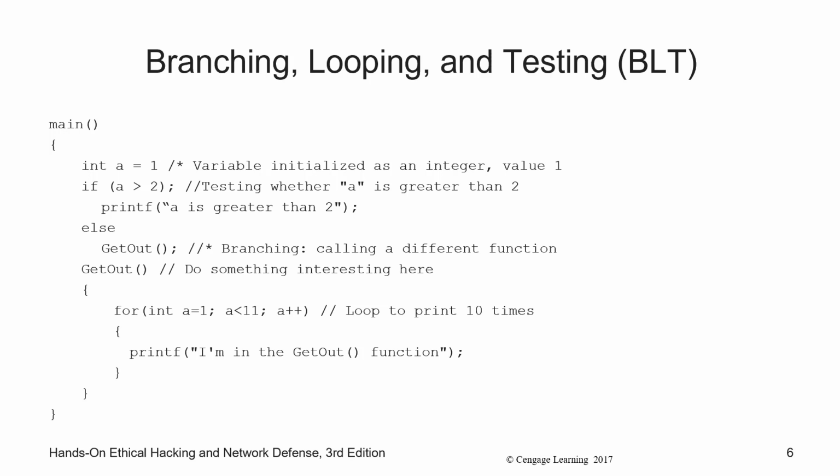Well, we know A is equal to 1. So we don't do this, else get out. So we're going to branch out because A is equal to 1. A is not greater than 2, so you jump to get out. And then get out is a block of code that now iterates over the variable A from 1 to 10. And each time it loops, you add a number, and then you print I'm in the get out function. So that prints out 10 times.